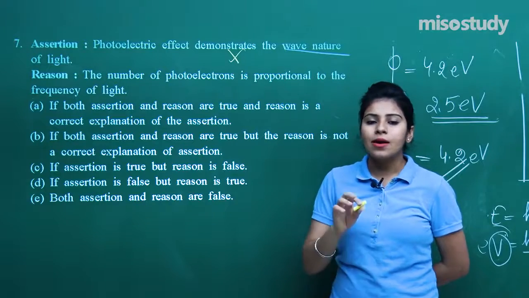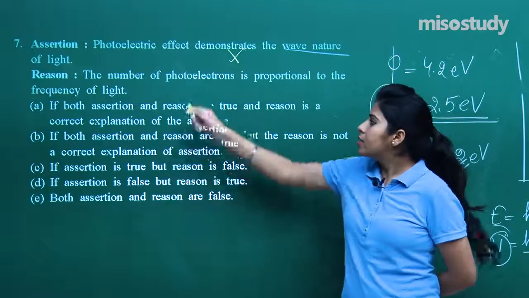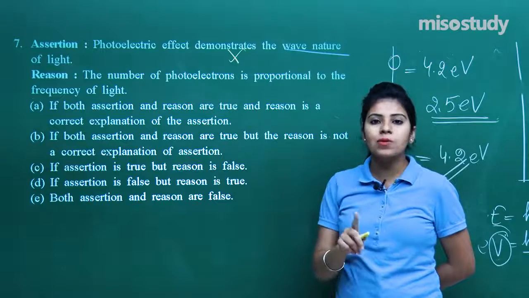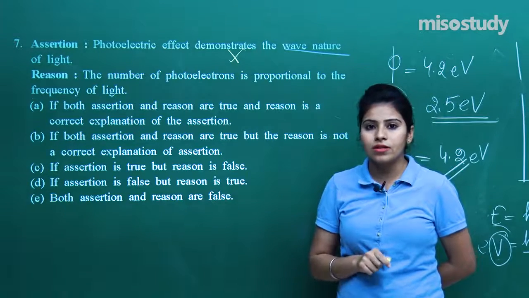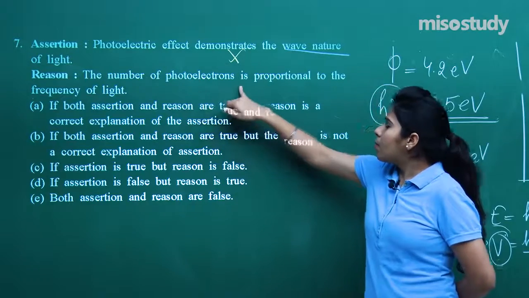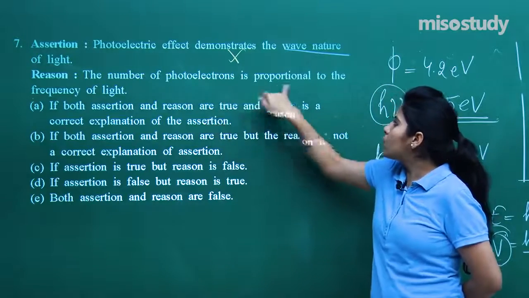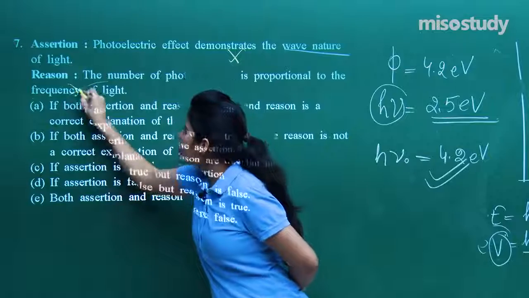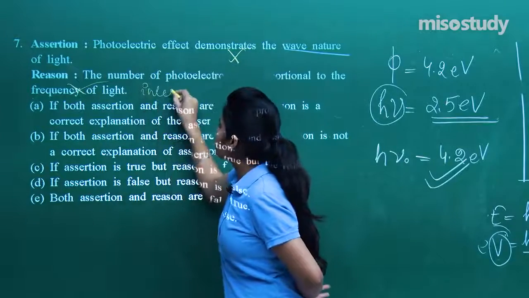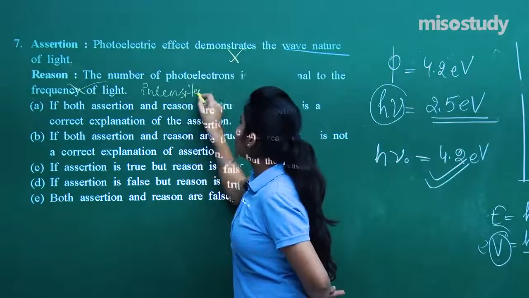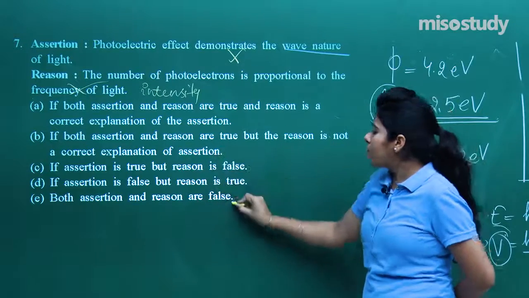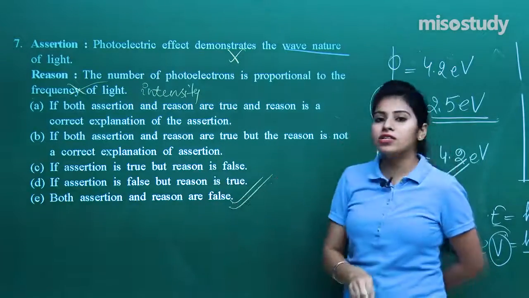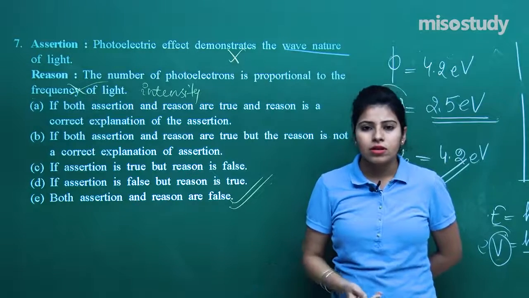Why is it false? Because we know that the number of photons depends upon the intensity of light but not the frequency of light. So the number of photoelectrons is proportional to not the frequency but the intensity. So that means again the reason is also false. So we can say that both the reason and assertion are false.